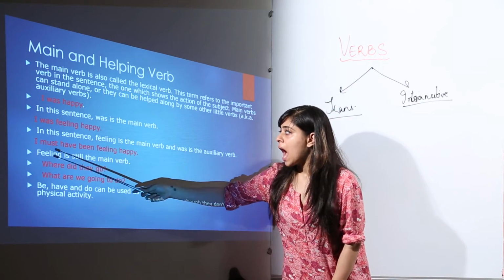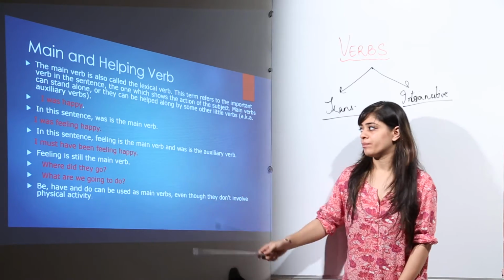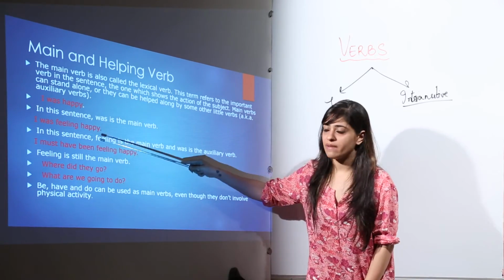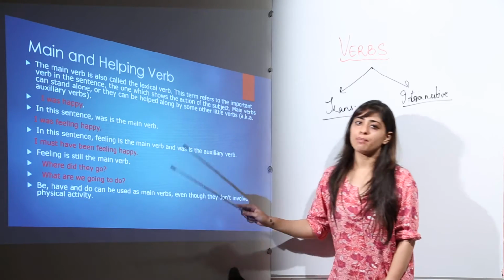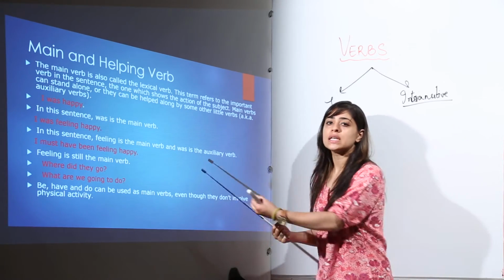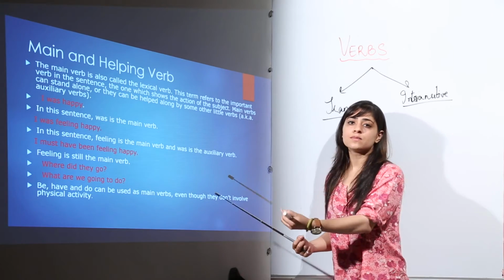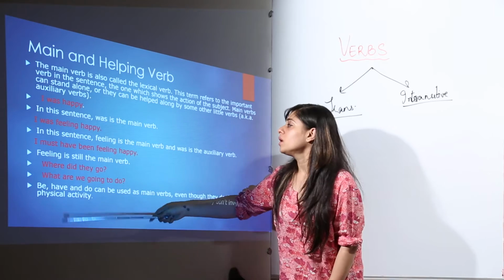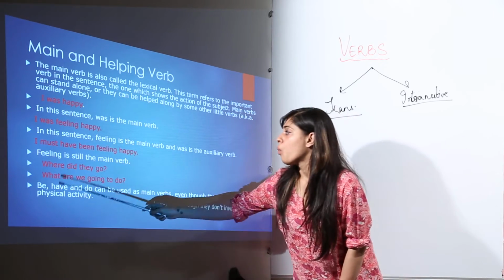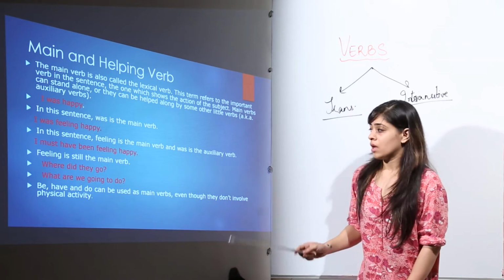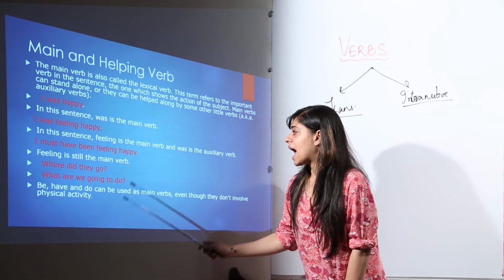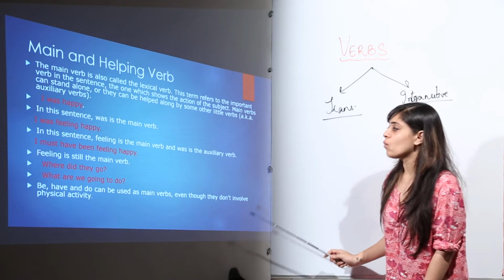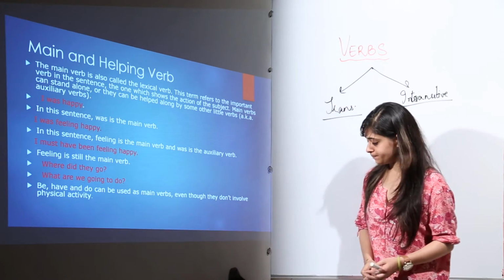Next sentence. I must have been feeling happy. Here in this sentence again, as we compare it with the previous sentence, feeling is again the main verb because its position is such in terms of defining the noun. Next example, where did they go? What are we going to do? Be, have and do can be used as main verbs even though they don't involve physical activity.